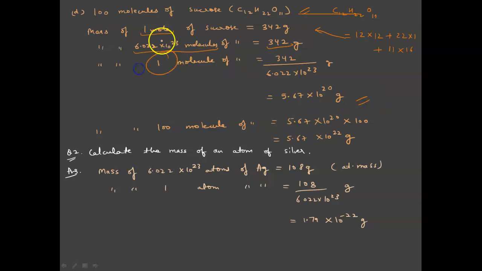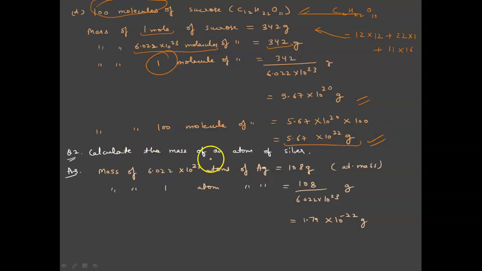So it is for 1 molecule, but we have to calculate for 100 molecules. Now using again the unitary method, if we have 1 and we have to count for many, we will multiply. So this is into 100, and we got a final answer of 5.67 into 10 to the power minus 20 gram.